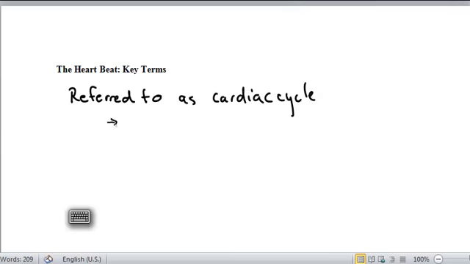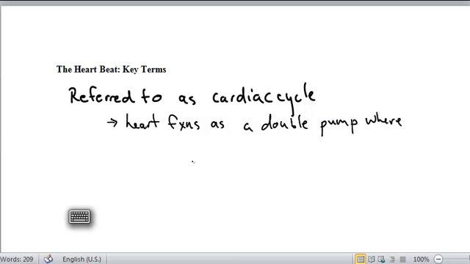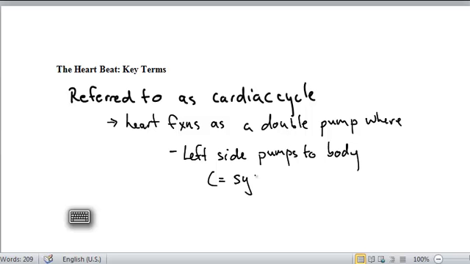Okay. The heart functions as a double pump where it's mentioned above, left side pumps to body. What did we call that again? The blank circuit, systemic. And the right side pumps to where?